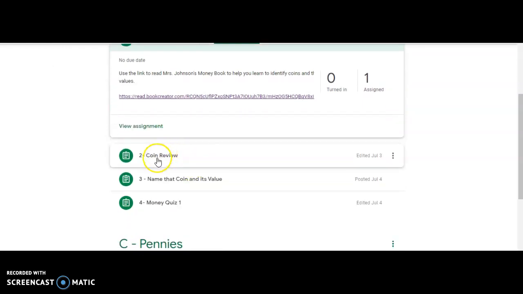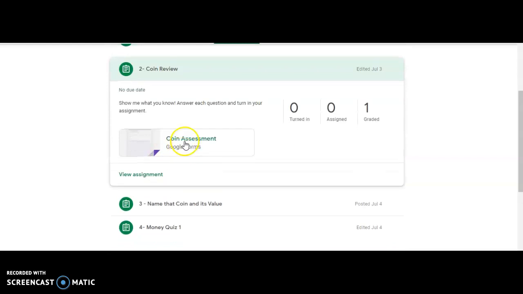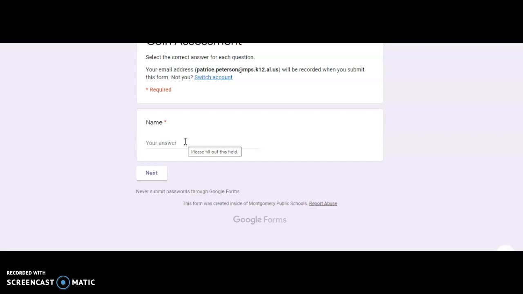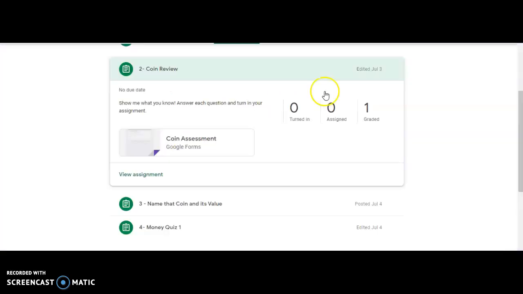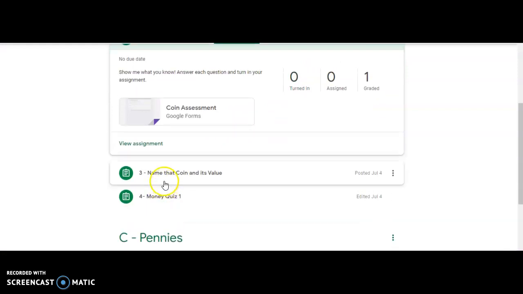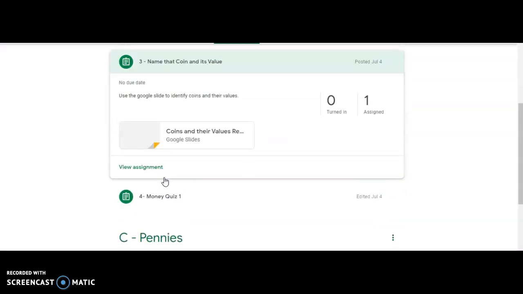She then gave them a coin review, which she could assess on Google Classroom with Google Forms. Name that coin and its value, which was really good because she's basically trying to get her students acclimated to the real world. Most of them are 19 and 20, and so they could no longer attend school after this school year.